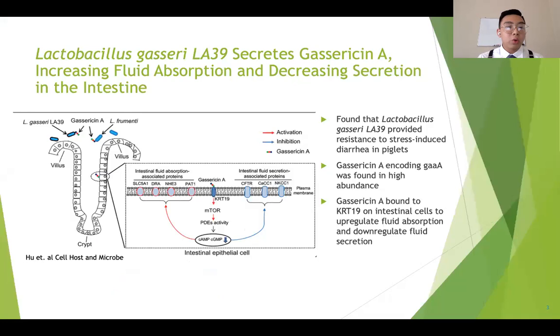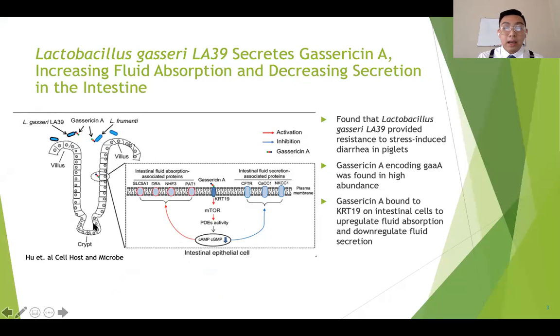And so my work will be continuing on from the paper by Hu et al., where they found that Lactobacillus gasseri LA39 provided resistance to stress-induced diarrhea in piglets. This resistance was attributed to gassericin A, which is an antimicrobial molecule that's produced by LA39.